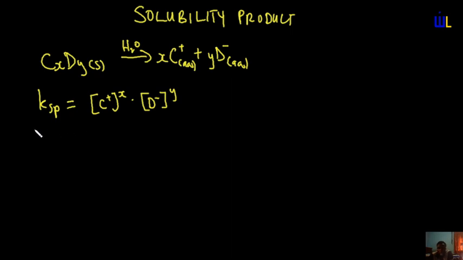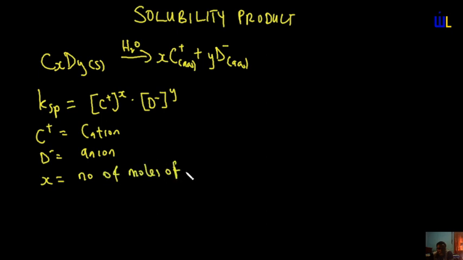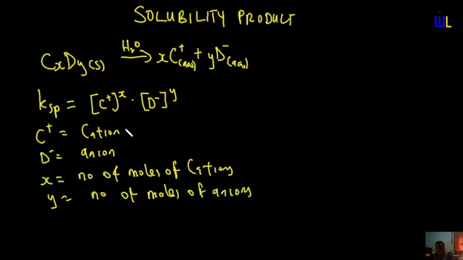Now, where C plus equals the cation and D minus equals the anion. This is a general representation. You would also have that x is the number of moles of cation, while y is the number of moles of anion. So generally speaking, this is the concept behind what we describe whenever we are looking at solubility products. Now, there is a simpler way to resolve this.